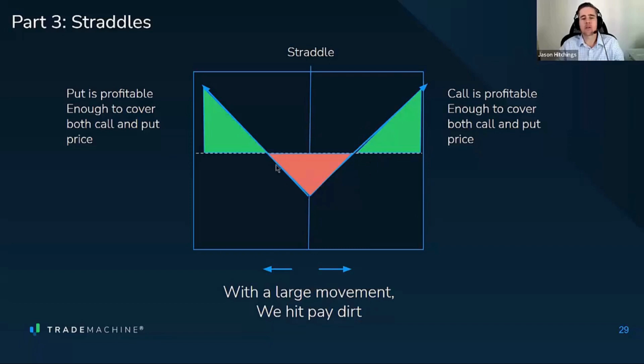And same if the stock starts moving down. The negative deltas of this position are going to increase. The call delta is going to move towards 0. The put delta is going to move towards negative 100. And the further that goes, the more incentive you're going to have.